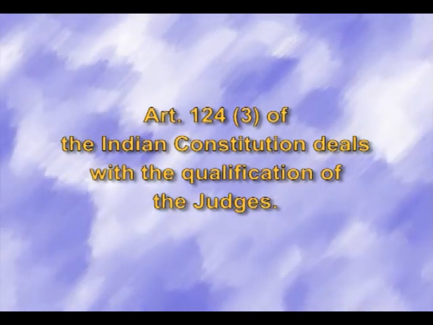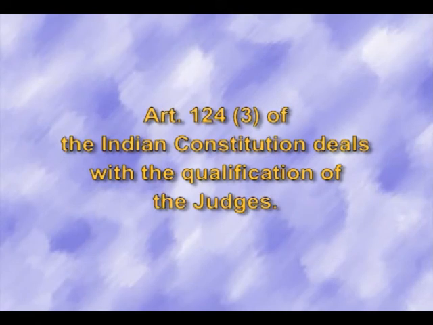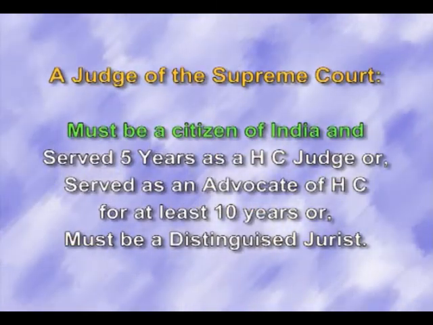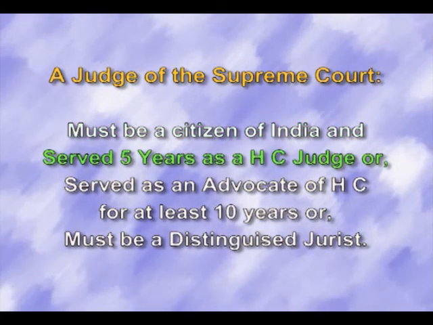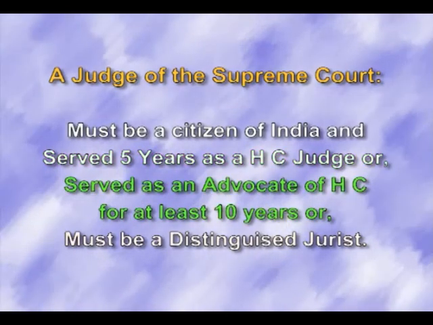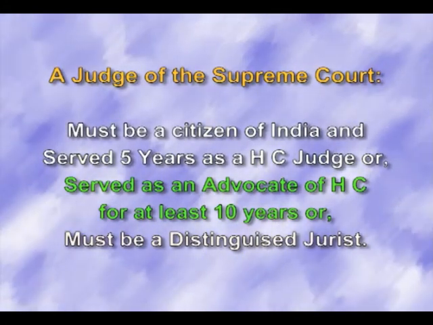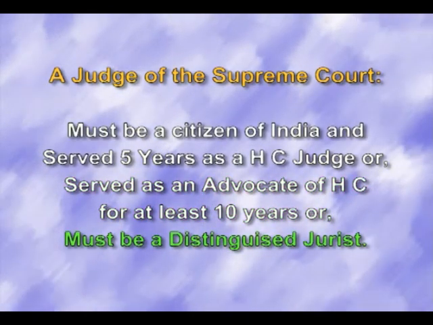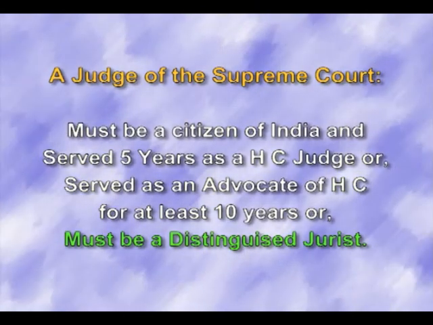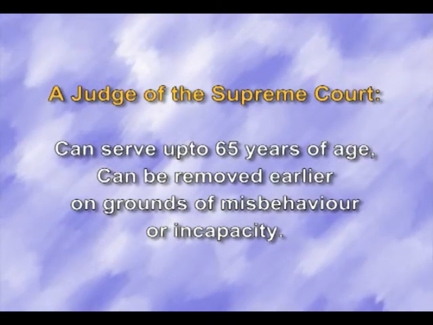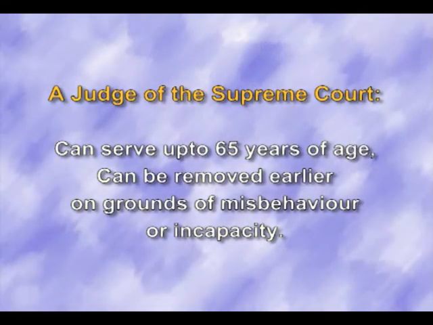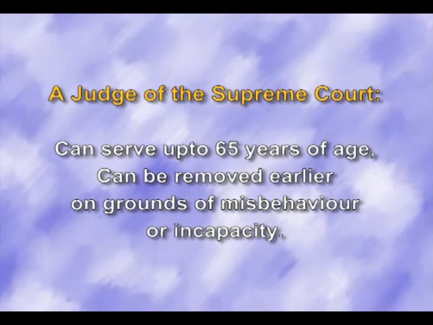Further, I just want to point out that Article 124, Clause 3 deals with the qualification of judges. It says a judge of the Supreme Court must be a citizen of India, must have served 5 years as a High Court judge, or must have been an advocate of a High Court or High Courts for about 10 years. Or further, in the opinion of the President, he must be a distinguished jurist. It means he must be an eminent legal expert. So that's all about the qualifications. A Supreme Court judge retires at 65. He may be removed earlier on grounds of misbehavior and incapacity, already elaborately discussed in my previous lecture, so I needn't repeat that point here.